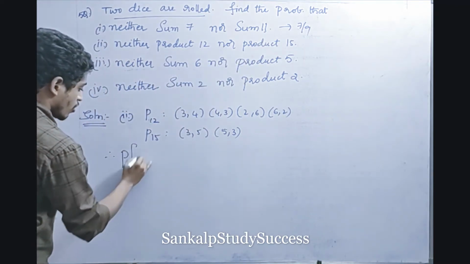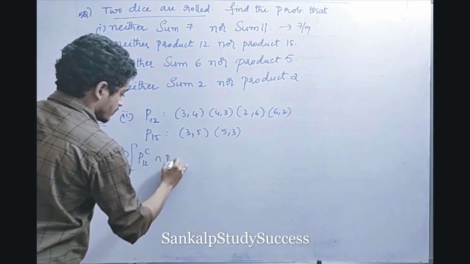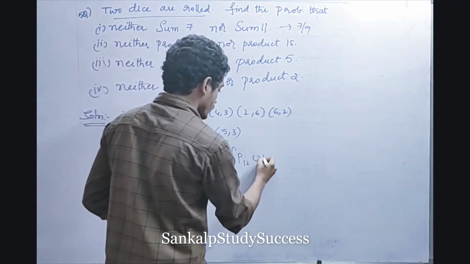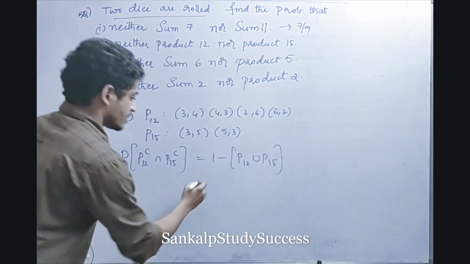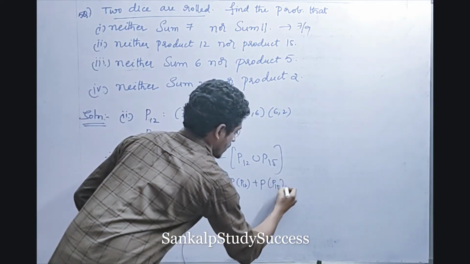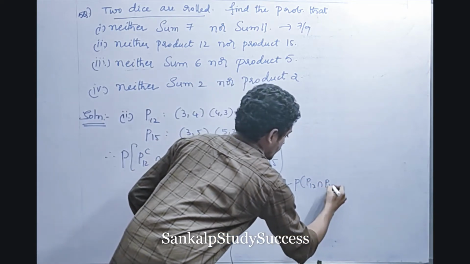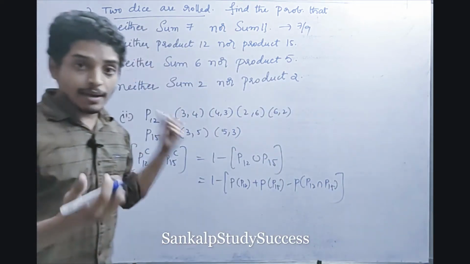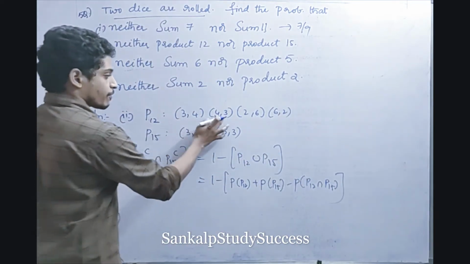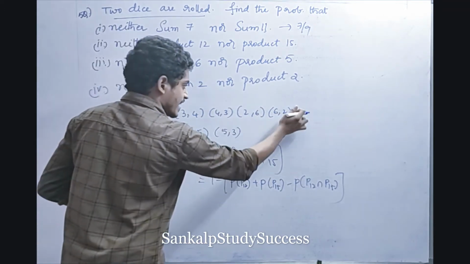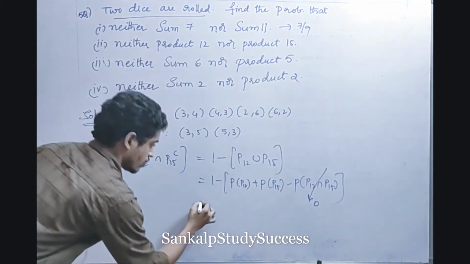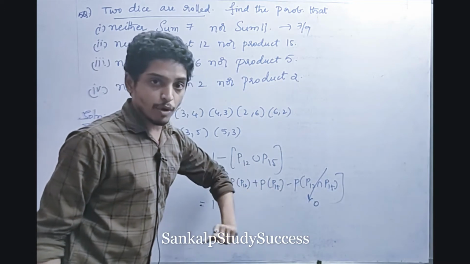Now the probability of neither product 12 nor product 15. What is the formula? 1 minus P of (P12 union P15). Again we have to apply the addition theorem: 1 minus [P(P12) plus P(P15) minus P(P12 intersection P15)]. This is in the same trial, in one trial only we are applying both the dice. So we have to check 3, 4, 4, 3, 2, 6 and 6, 2. Is there any ordered pair similar to the other? No. These two are disjoint events, hence this value becomes 0. In a disjoint event, the probability of A intersection B is 0.